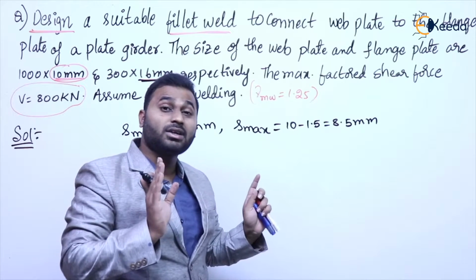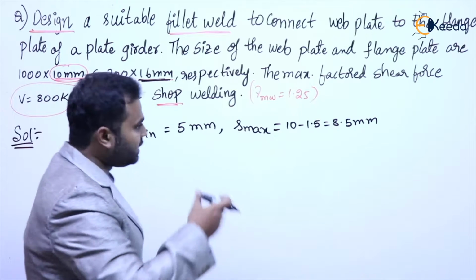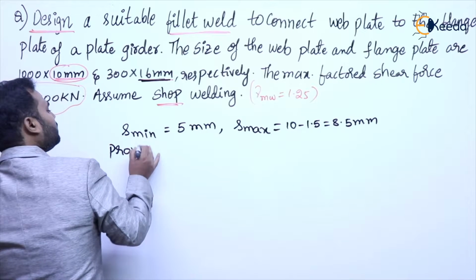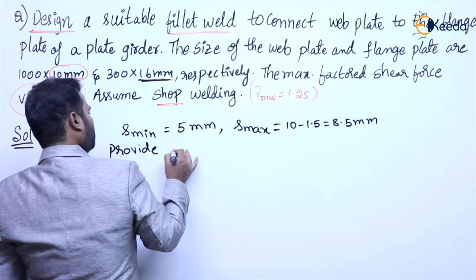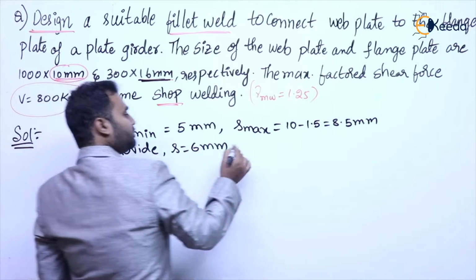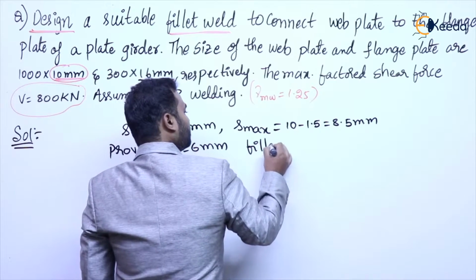Now we can choose the size of the weld in between them, any size in between. Here I am choosing 6 mm. So provide S equal to 6 mm, a 6 mm fillet weld.